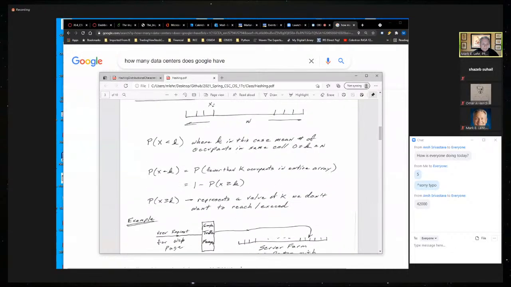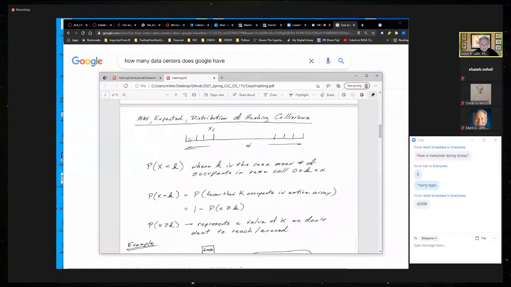So anyway, we're going to start with an array. Each one of these looks like a server. And what I would like to do is calculate what's the maximum load that's going to be on any server. In other words, I'd like to know the K, where K means the number of occupants in the same cell. I would like to be able to estimate that.